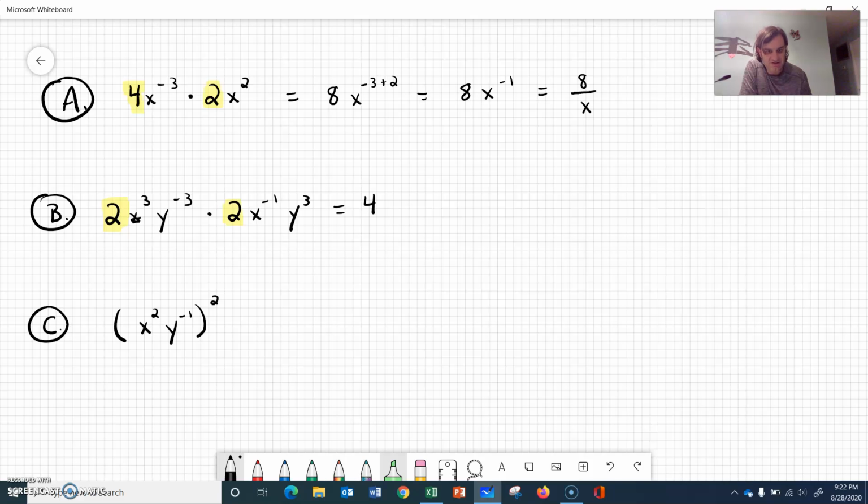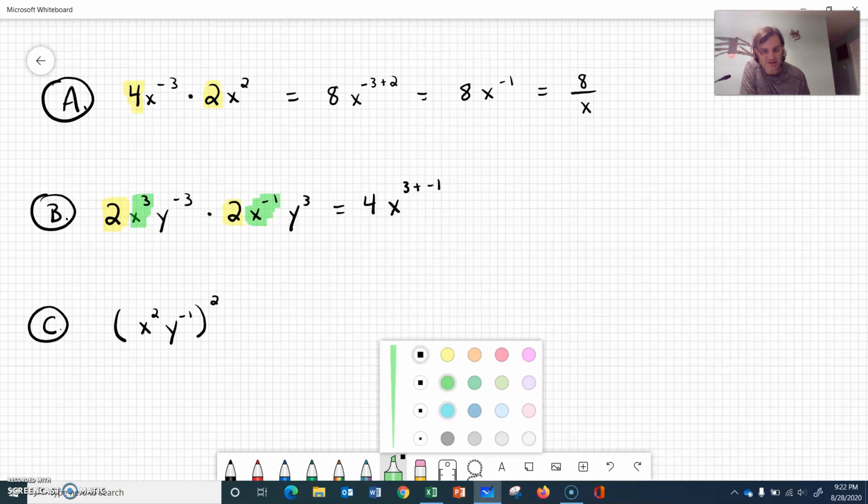Something happened there. Let's see if undo works. Yeah. Then if we look at the x, there's an x cubed and an x to the negative 1. So that means we get to add those exponents together since the bases are multiplied. So x to the 3 plus negative 1. And then we'll touch the y parts.